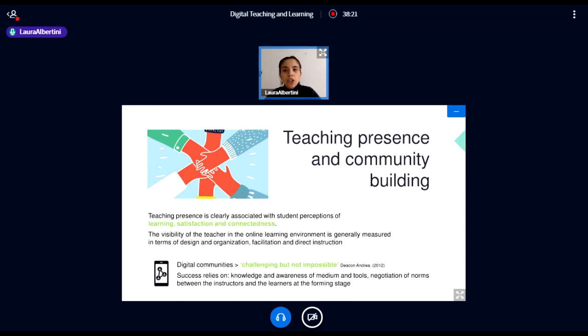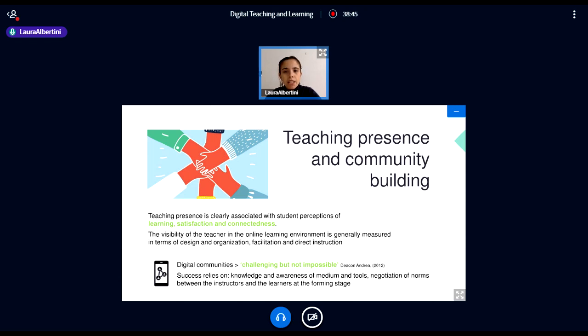In addition, sharing clear communication guidelines can support learners' development of their own social presence, which corresponds to a higher degree of peer-to-peer interaction and student-teacher interaction, ultimately promoting a sense of community and belonging.